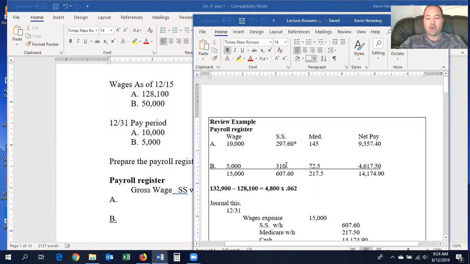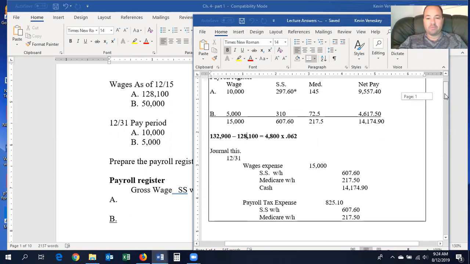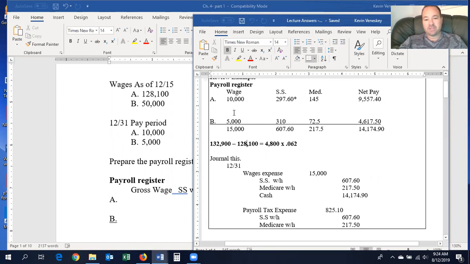And then person B, no caps. They didn't come close to hitting the caps. So we can do the journal entry at this point. The wage expense is their total wages with no caps, the full amount. Taking out the Social Security total and Medicare total leaves me with how much I still need to pay my employees.